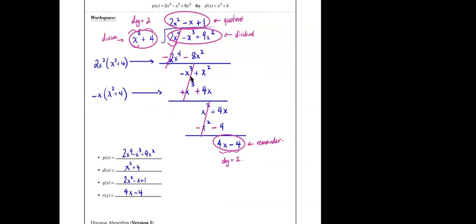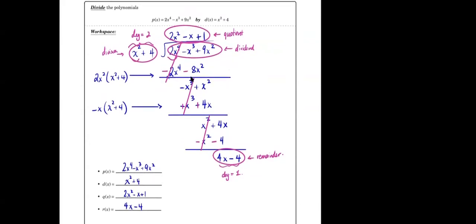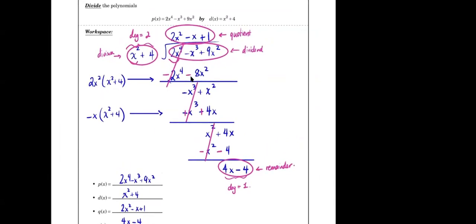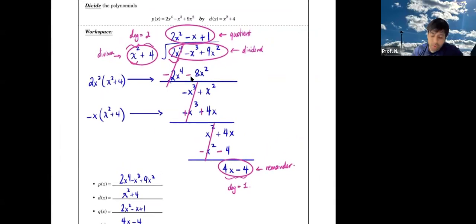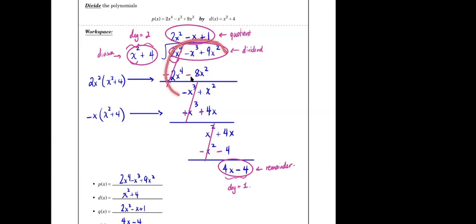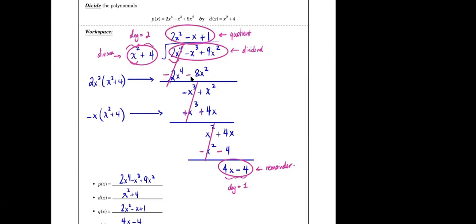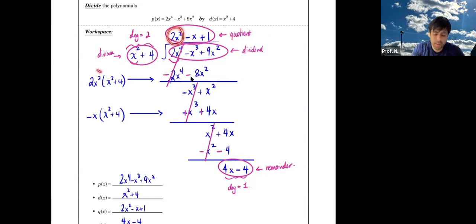Professor, I'm confused about how the equation went from negative 2x to the 4th minus 8x squared to negative x to the 3rd to plus x squared. Oh, so about this portion right here? Yeah, that part. Okay, so we're beginning the first step here, right? The first step is to figure out what multiplies to x squared to get 2x to the 4th. And do you agree that's 2x squared? Yeah. Okay, so then what's the next step? We take this 2x squared term and we multiply it to the divisor, x squared plus 4. And when you distribute this, what do you get?